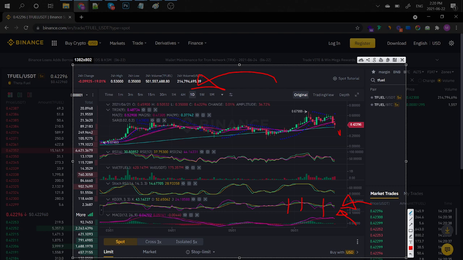And unfortunately, also, you can see the MACD over here. It's going towards a negative reverse trend. So the inertia is still there, guys. That is the problem with the Tfuel right now.